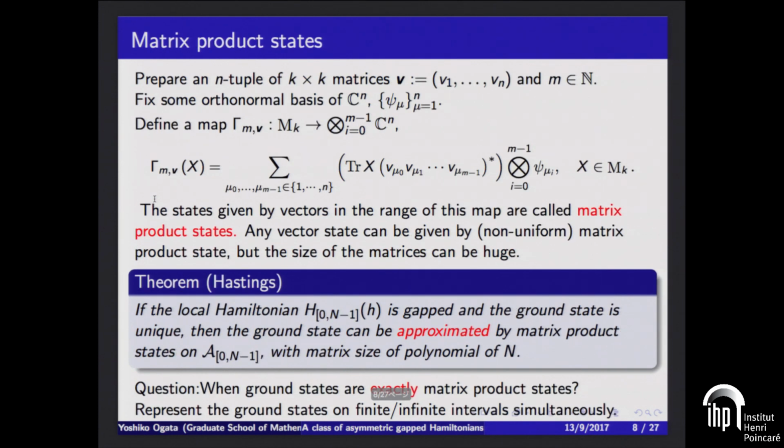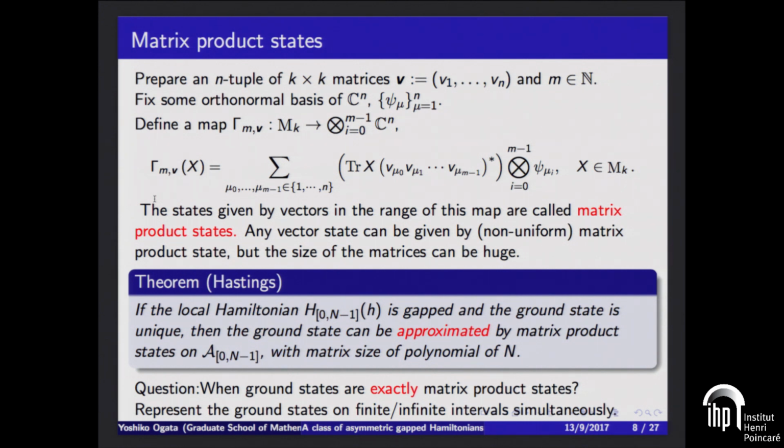Actually, there are many nice hints from matrix product states. So let me next explain what a matrix product state is. First, prepare an n-tuple of k by k matrices V and a natural number m. Then I also fix some orthonormal basis of C^n, which I write as psi_mu. And then I define a map from k by k matrices to m tensor of C^n as follows, like this.